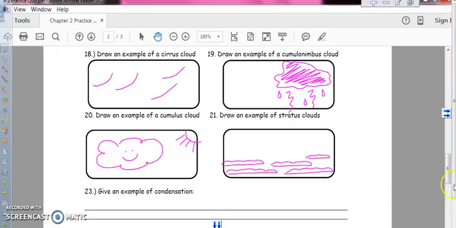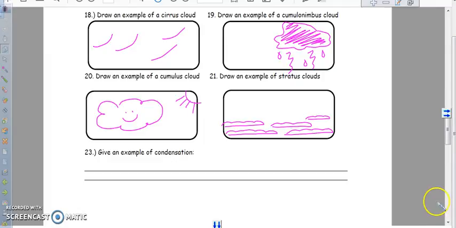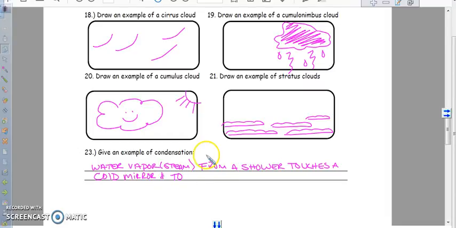All right, give an example of condensation. Now this is all review. Condensation, remember, is when water vapor, so we'll say water vapor or steam from the shower, touches a cold mirror and turns to water, which is a liquid.